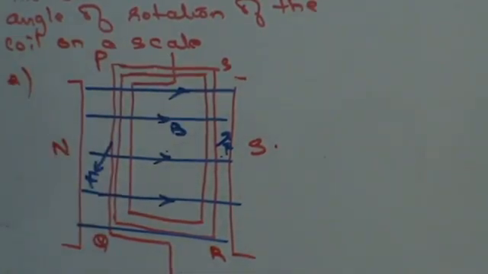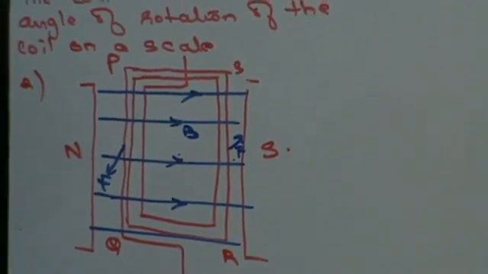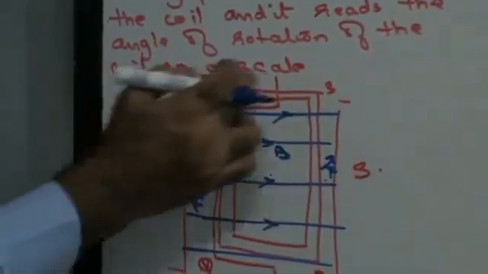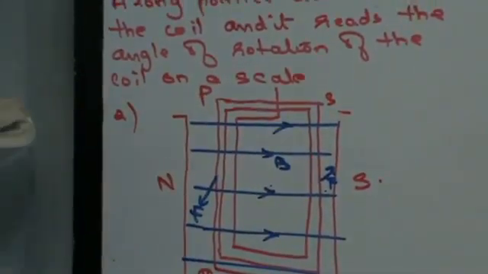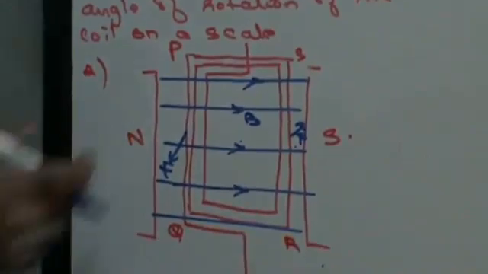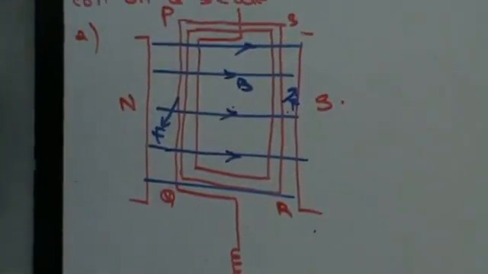Now if there are two forces which are equal in magnitude and opposite in direction, they give rise to torque. They are separated by a distance of PQ, so they will give rise to torque. Fine, do we get this thing clear? That's how torque is produced here. Fine, let's write this down.